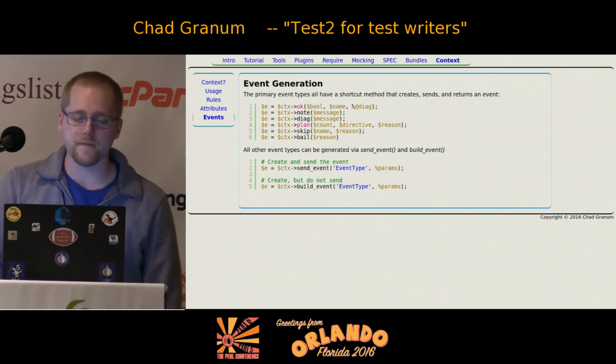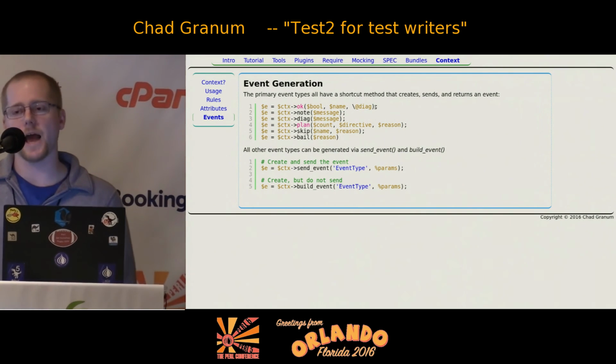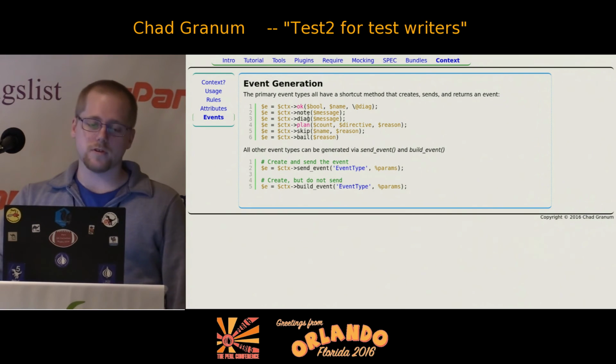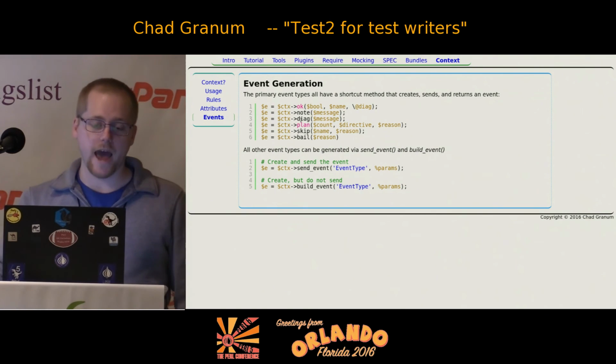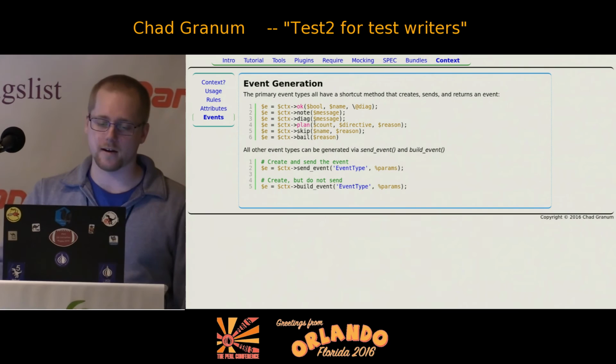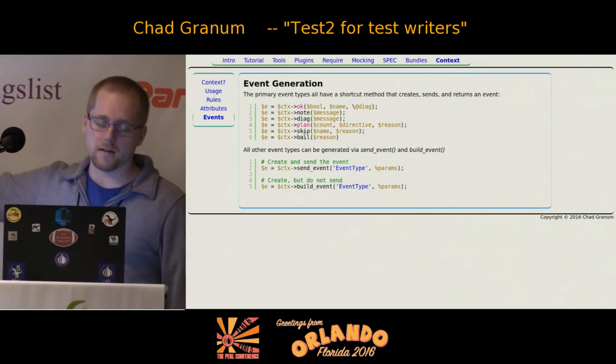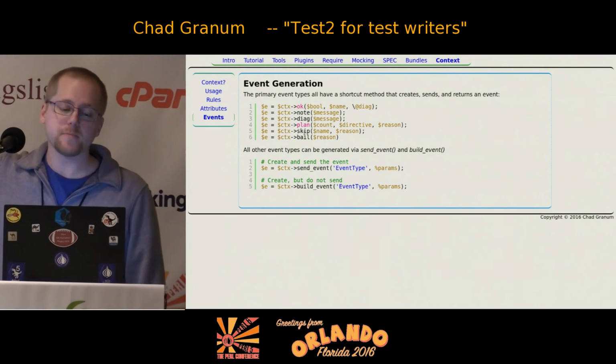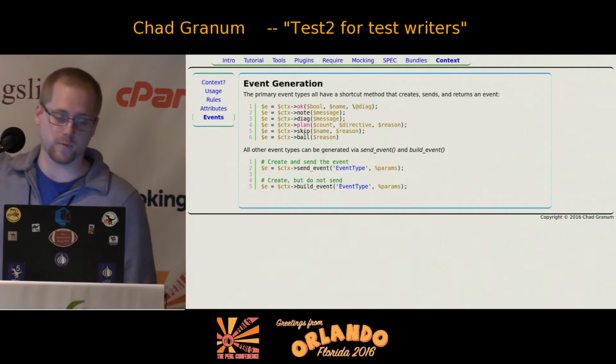Okay, here are the quick events that you can generate with the context. You can generate an ok event. Note the diagnostics are actually tied to the event. You can send a note, which is diagnostics to standard out, diag, which is diagnostics to standard error, plan, skip, bail. These are all very similar to their Test::Builder interfaces, so anyone who's used Test::Builder will recognize these.